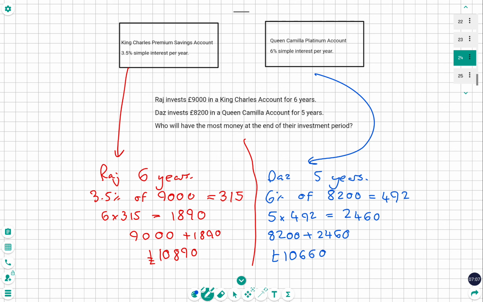So who will have the most money at the end of their investment period? We can see quite clearly, by just over £200, that Raj gets the most money. So I just make sure I say that in my final answer. Raj gets most money.